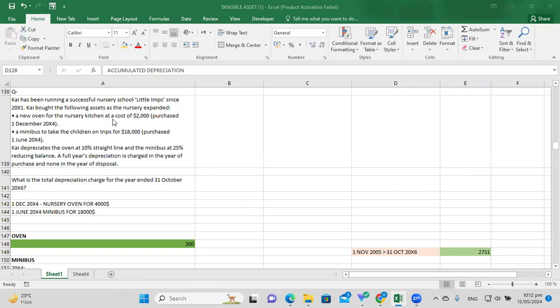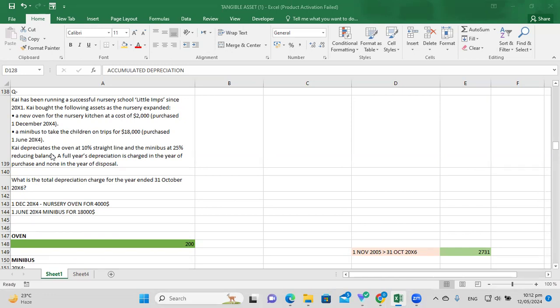Okay, he bought an oven for a kitchen at $2,000, and he purchased this on what was the date? The date was 1 December 2004. Remember the date. He bought a new oven for $2,000 on 1 December 2004. And then he bought a minibus for $18,000. He purchased that on 1 June 2004.